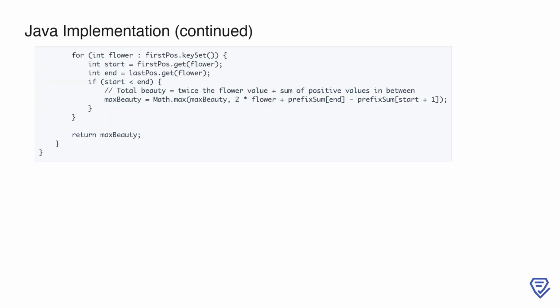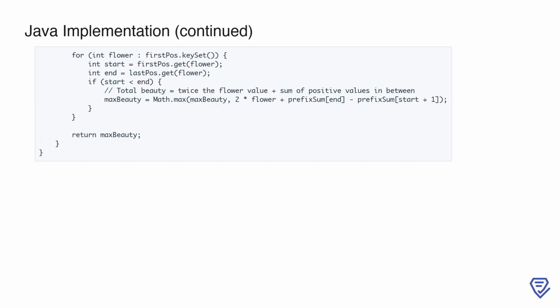Now, we calculate the maximum beauty by iterating through each flower type in the first_pos map. For each flower, we retrieve its start and end indices using first_pos and last_pos. If the start index is less than the end index, it means there is a valid range where we can calculate the beauty contribution of this flower type. The total beauty for this range is calculated as twice the value of the flower, representing the flower at both ends of the range, plus the sum of all positive values between the start and end indices. This sum is derived using the prefix_sum array by subtracting the prefix_sum at the start index plus 1 from the prefix_sum at the end index.